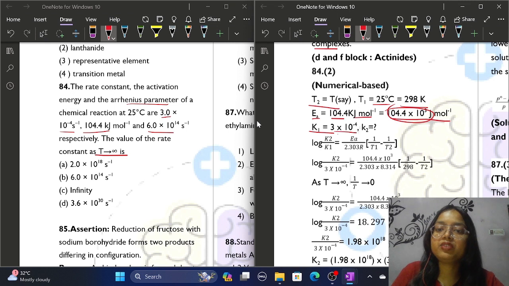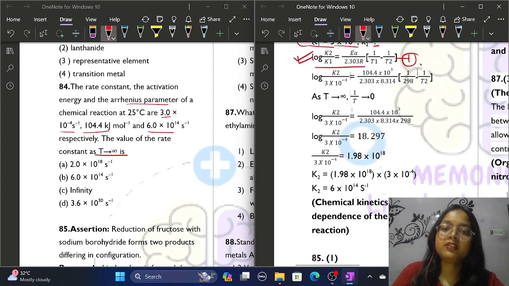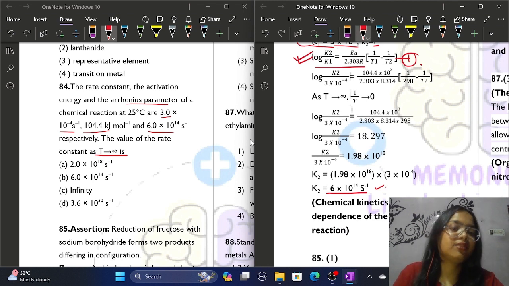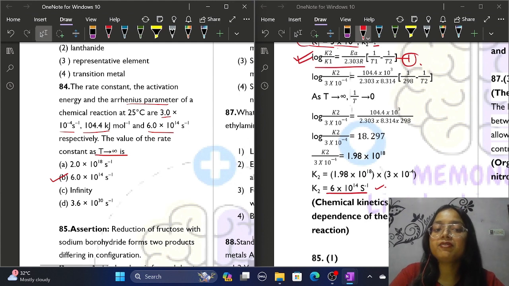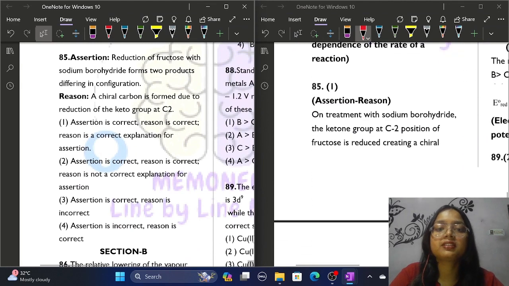K1 here is 3 x 10^-4 and we have to find the K2. So on using these given numbers in equation number 1, we will find the K2 to be 6 x 10^14 s^-1. Okay, so 6 x 10^14 s^-1 is the correct option. We just have to solve this numerical. Okay, all the values are given and we just have to solve it.